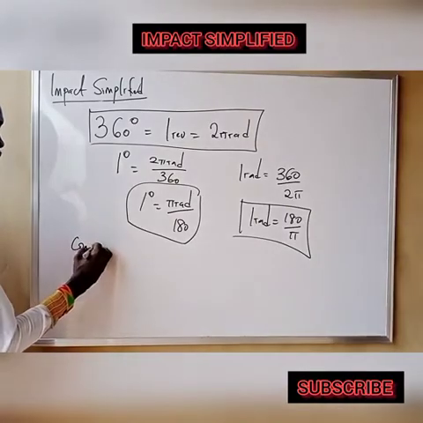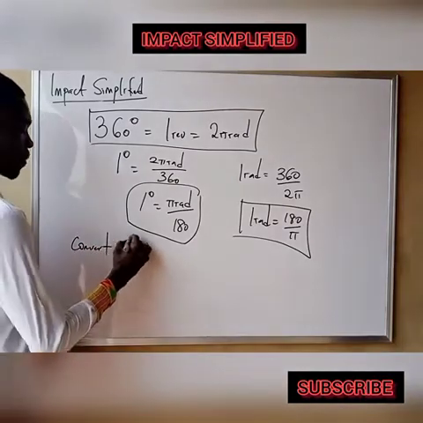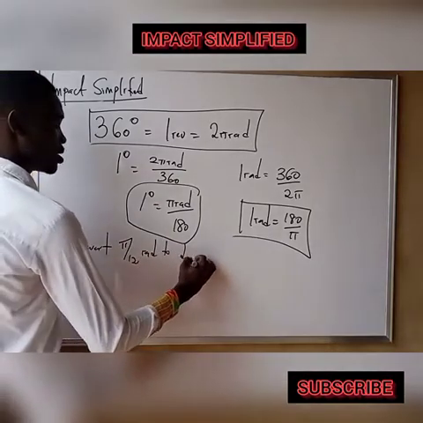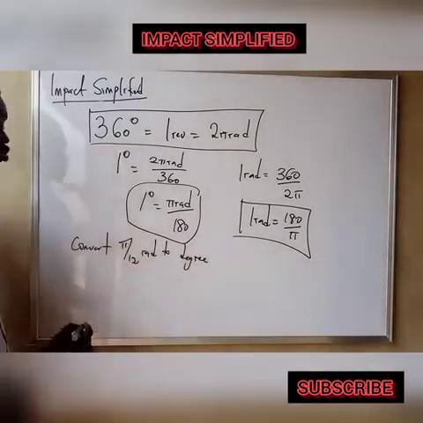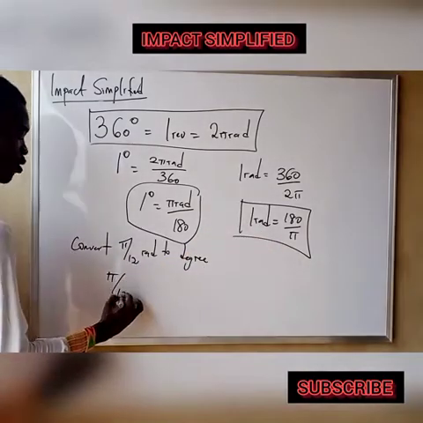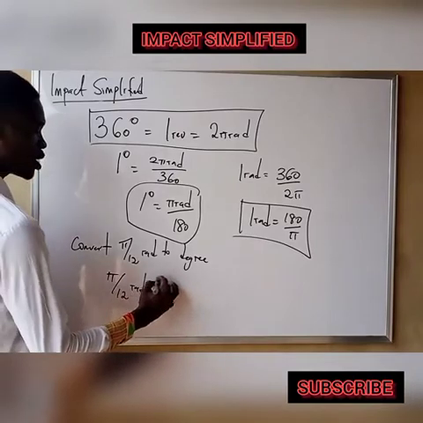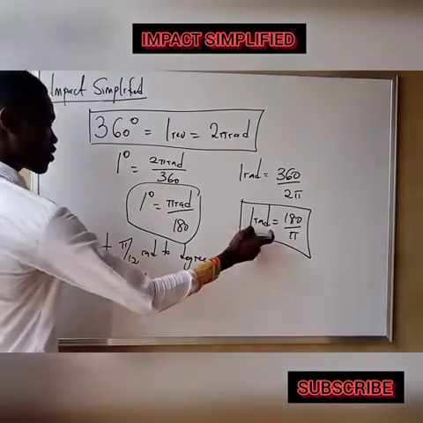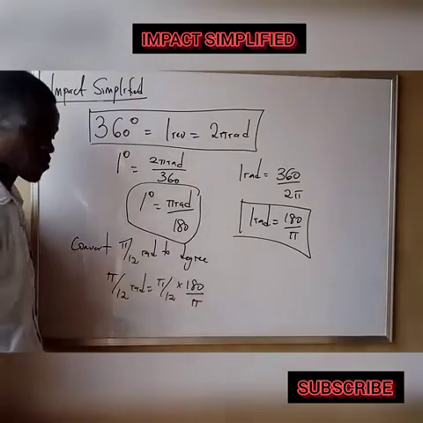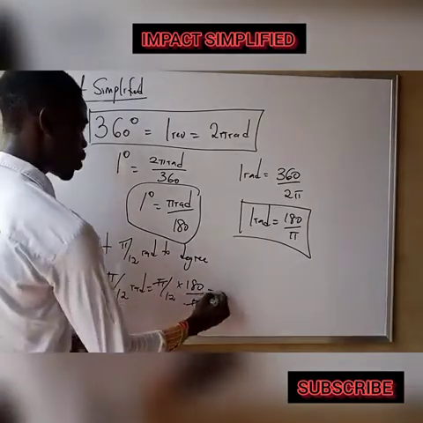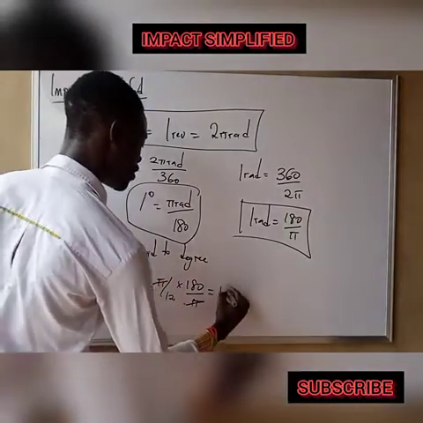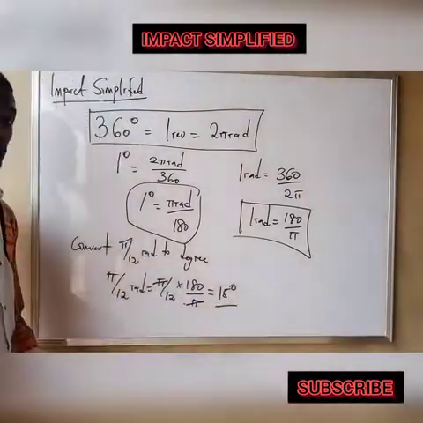Now let's look at this. They say we should convert pi over 12 radian to degree. So how can you convert pi over 12 radian to degree? That means the basis is 1 radian. And that will give us pi over 12 times 180 over pi. And pi will cancel pi. So what is 180 over 12? 180 over 12 will give us 15 degree. Do we get that?